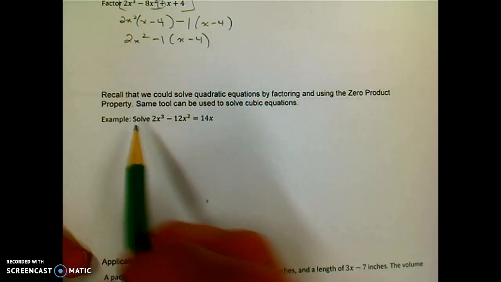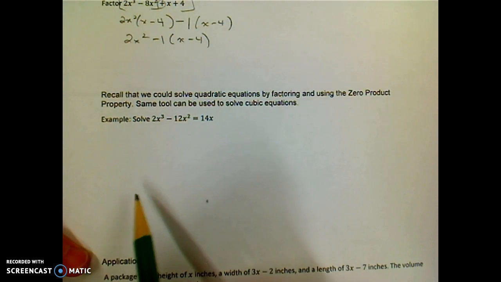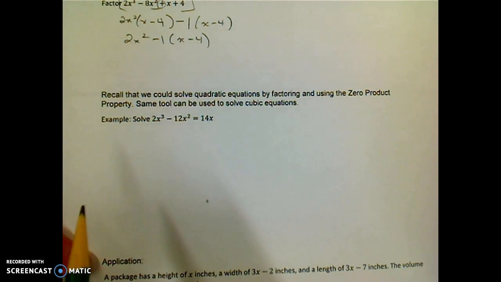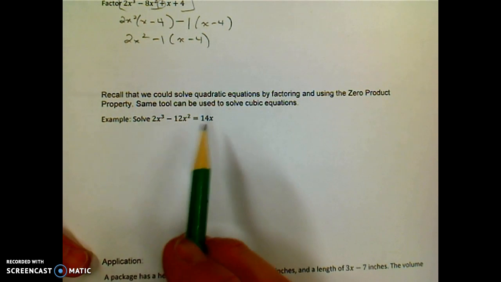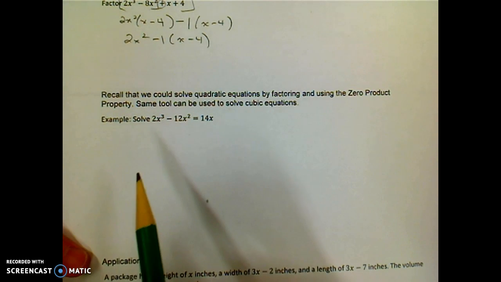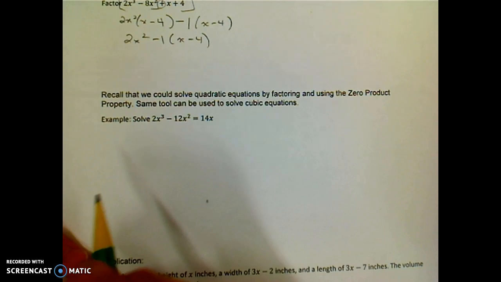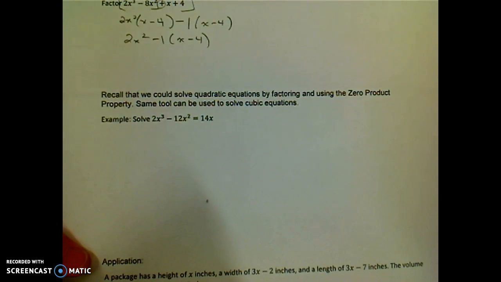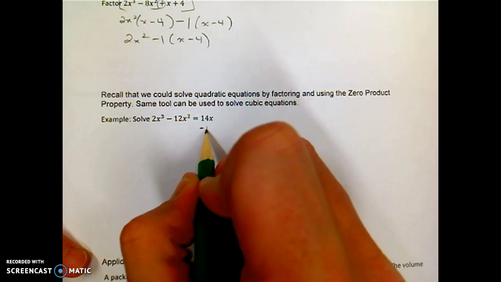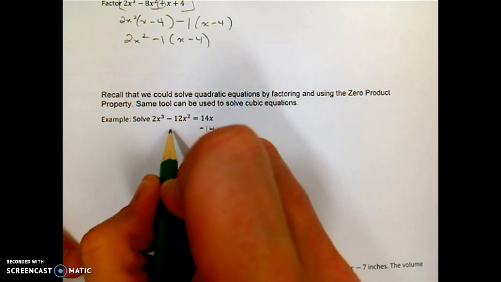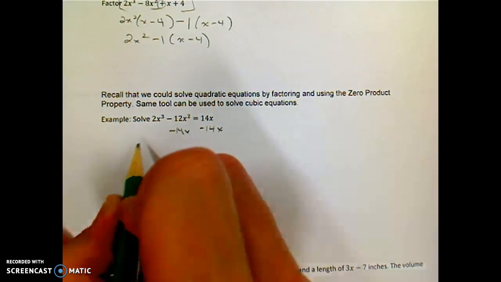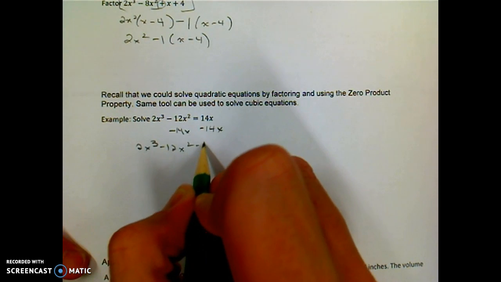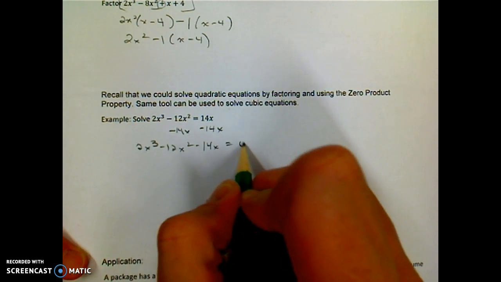Let's take this a step farther. Now that we know that we can factor these cubics by using these various tactics, factoring out a GCF or by factoring by grouping, now I can fall back on the zero product property that we used while solving quadratics and use those to solve cubic equations. Remember, in order to use the zero product property, I need to have 0 on one side of the equal sign. I need to subtract 14x here and here. So 2x to the third minus 12x squared minus 14x equals 0.